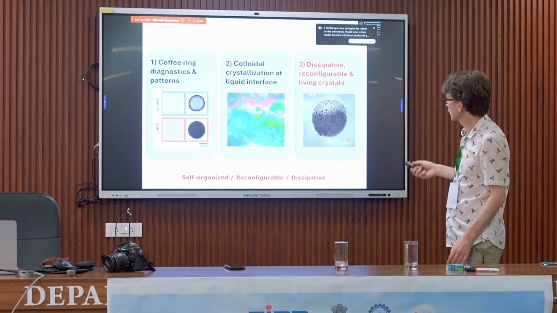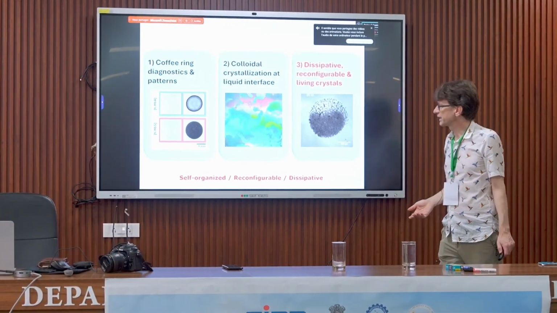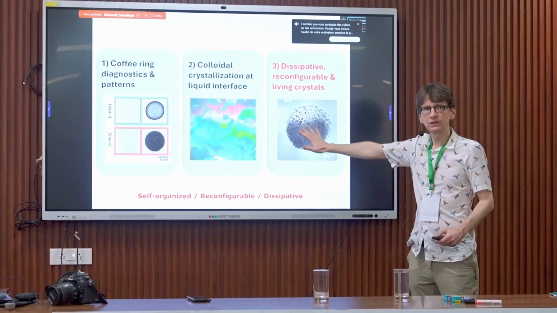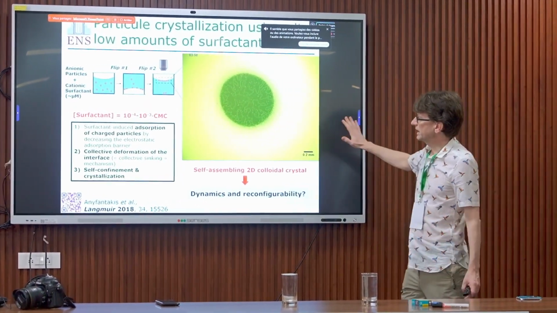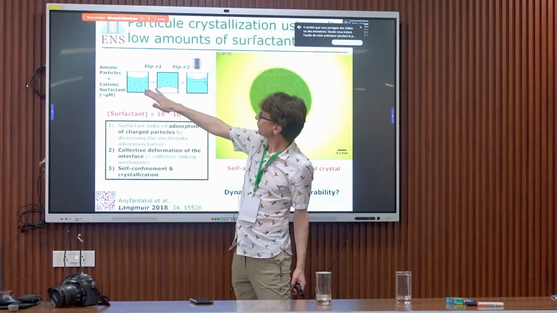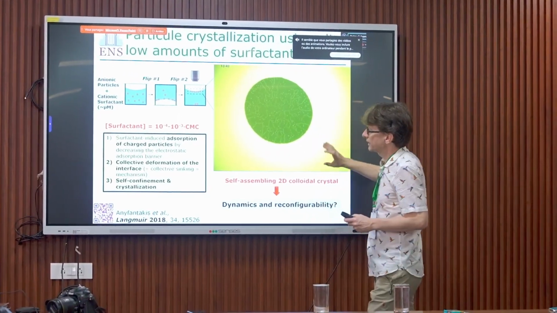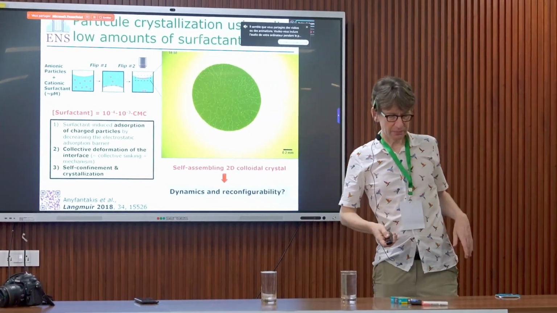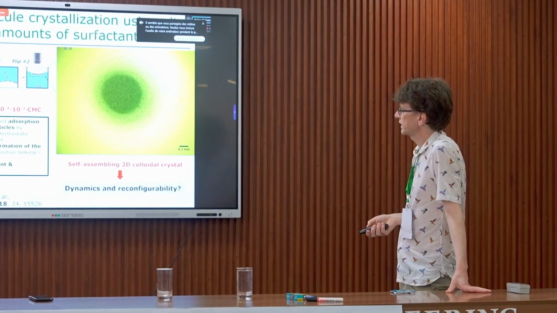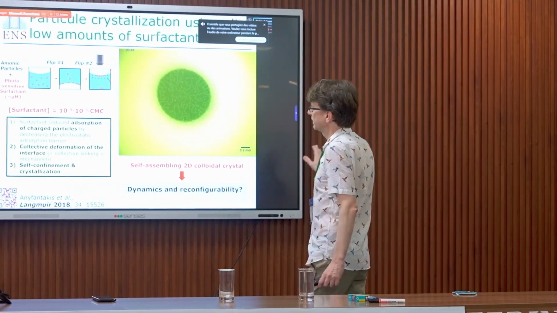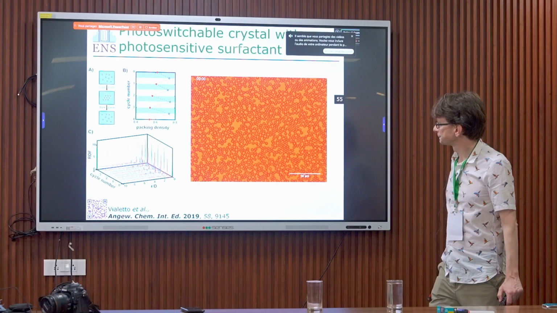And then I will finish by showing how we can have a bit more dynamic and reconfigurable assembly of these particles. Everything will be at the liquid-air interface, like what I've shown you. So we keep this system. We prepare this colloidal crystal at the liquid interface with this very simple method. And then to have dynamics and reconfigurability, for instance using light, we just use photosensitive surfactants. We do the same experiment with photosensitive surfactant, and this is what we have.